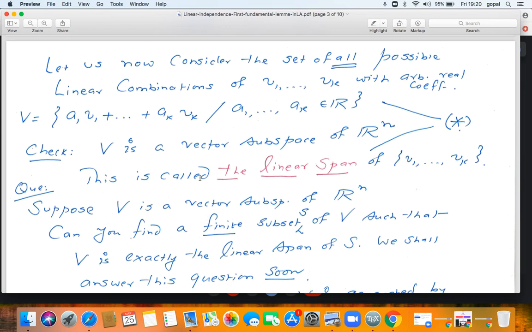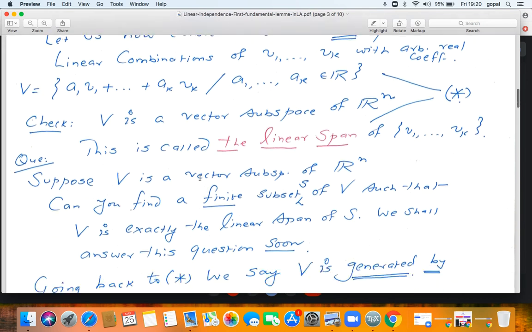Can you find a finite subset S of V such that V is exactly the linear span of S? See, what we did earlier is we took a finite set of vectors and we formed the linear span and we got a vector subspace. The converse question I'm asking: suppose I take a vector subspace of Rn, can you find a finite subset S such that if I take the linear span of S, I get my V? We shall answer this question very soon.